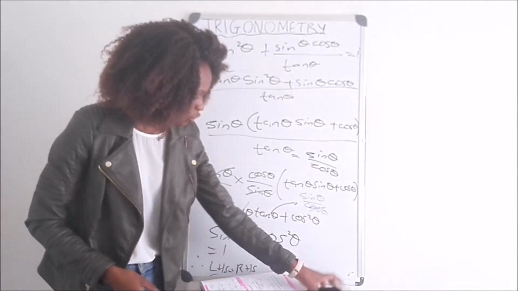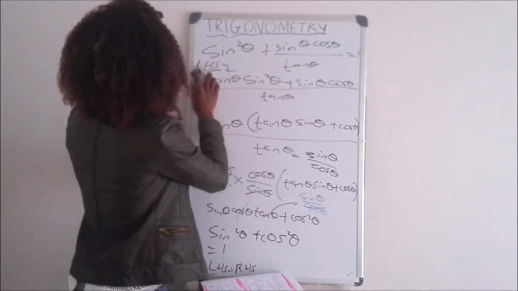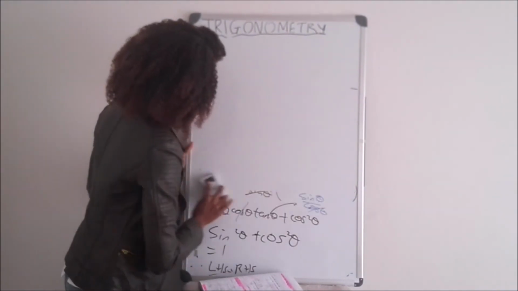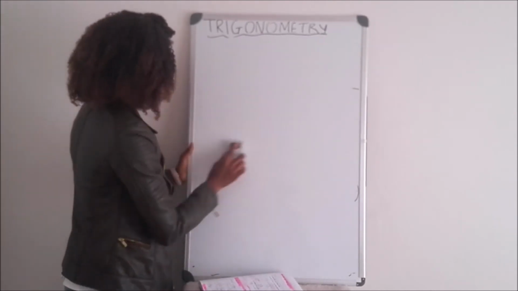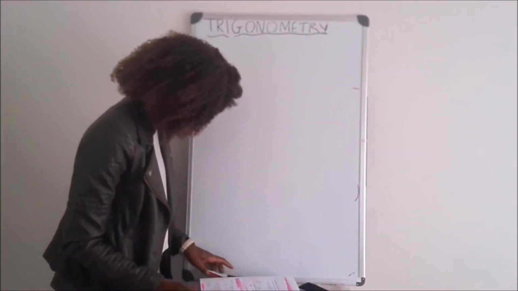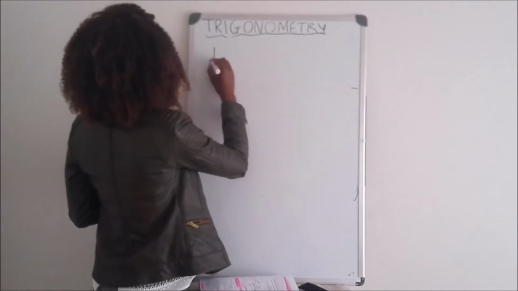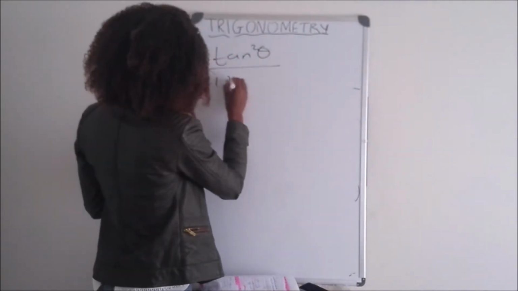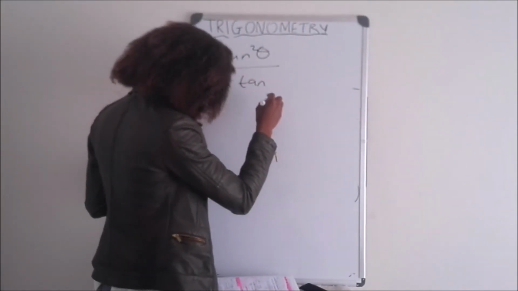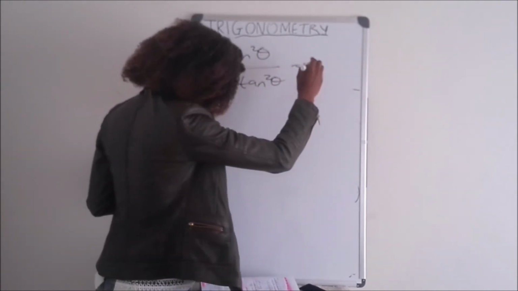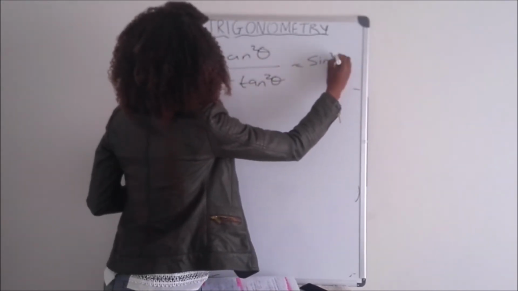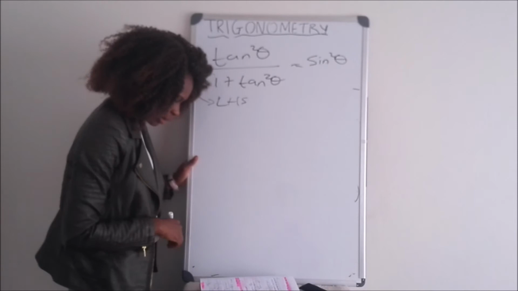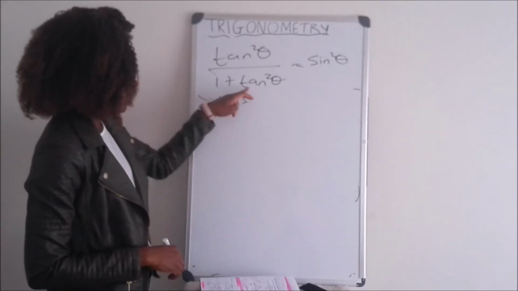Alright, let's do a question, the third question on identities. The third question says that we must prove that tan squared theta divided by 1 plus tan squared theta is equal to sine squared theta. Now we are proving from the left hand side of the equation. Then from here we change the tan and the tan there.